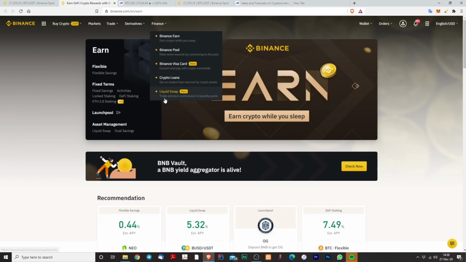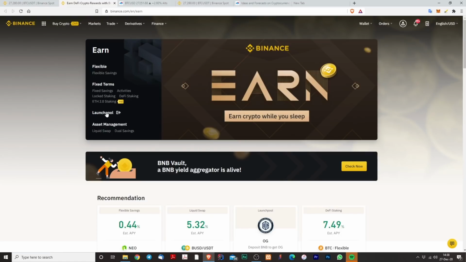You have the liquid swap. You also have crypto loans that you can take, and you can also get into the Binance pool if you're a miner. If you do any crypto mining, you can actually join the Binance pool. It's actually one of the best pools out there right now, one of the biggest. And the launch pool allows you to stake certain coins, and then you can be earning, for example, a certain coin at its launch time. Mostly they use BNB for this, but that's one thing that you can do.